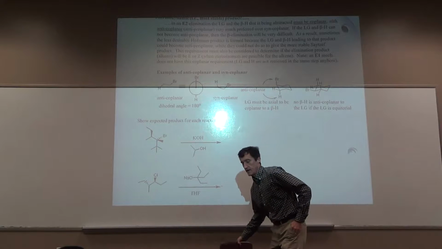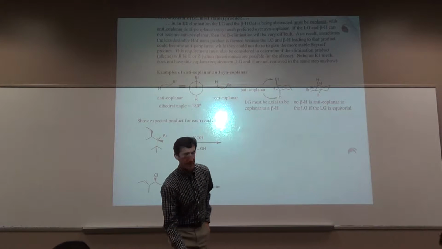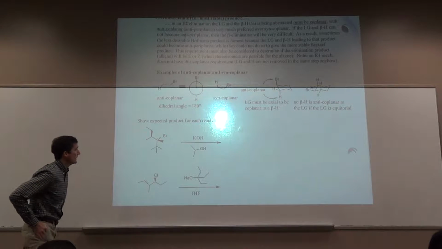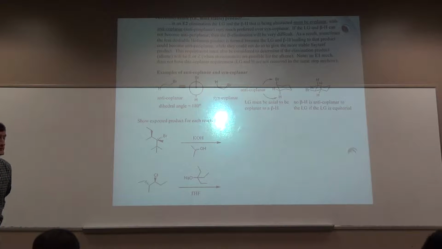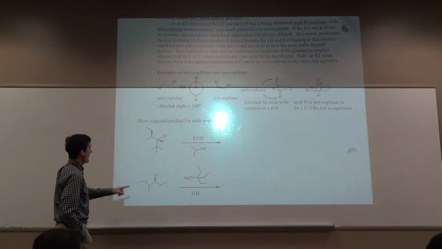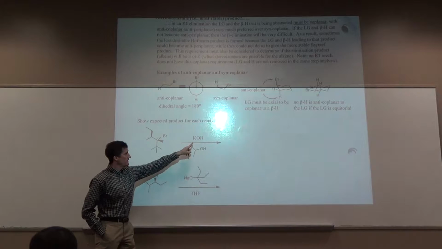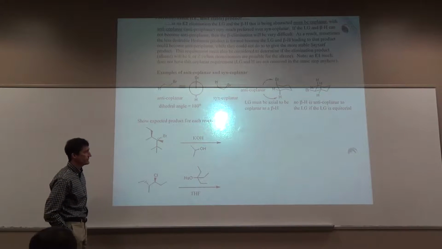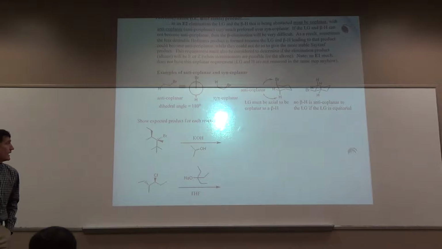Okay, guys, E2 elimination. We're looking at the anti-periplanar requirement. Leaving group on a tertiary carbon, strong base/nucleophile. We're doing E2 here. The leaving group and the H need to be anti-periplanar. That's highly preferred, and that's what we need to look for.